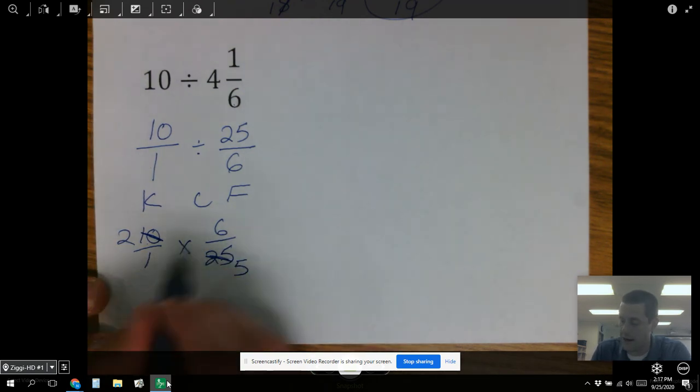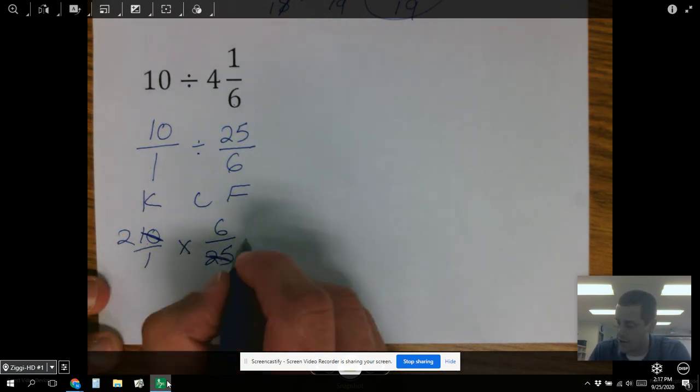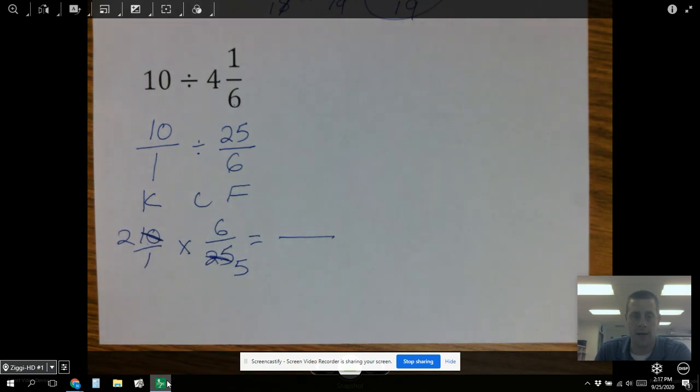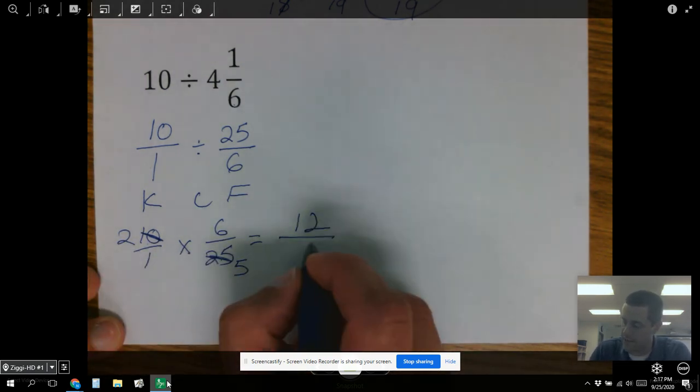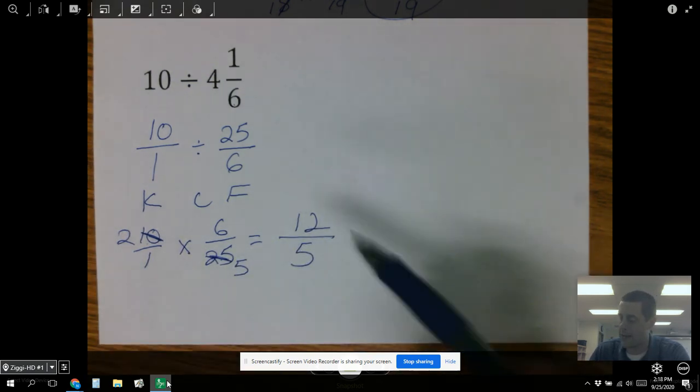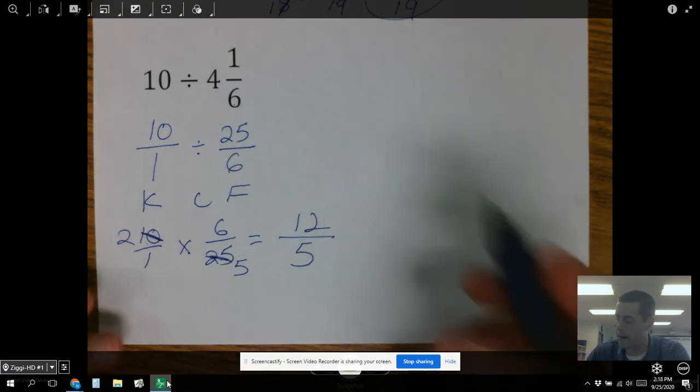Now we check our other diagonal. 1 and 6 share no common factors. It's time to multiply. 2 times 6 is 12. 1 times 5 is 5. The result of my multiplication is 12/5, which is an improper fraction.